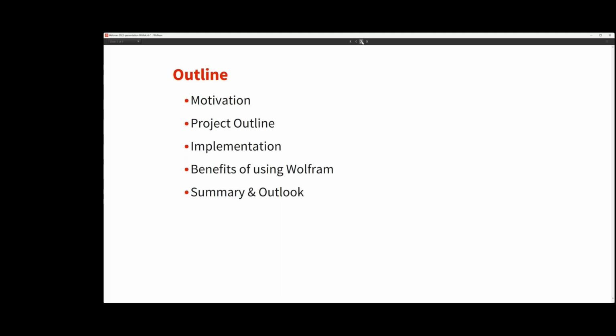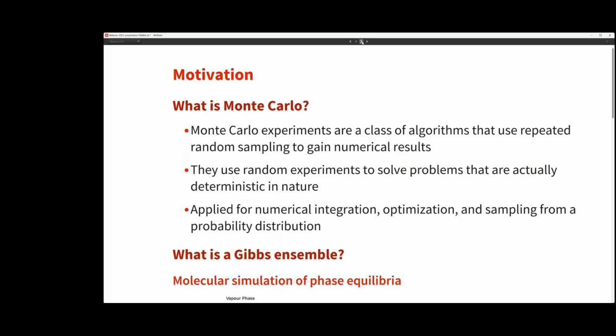So to start with the motivation for this project, I would like to shortly explain the basic idea of Monte Carlo for those who are not quite familiar with this approach. So-called Monte Carlo experiments are a class of algorithms that use repeated random sampling to gain some numerical results. So they rely on random experiments to solve problems that are actually deterministic in nature. And these methods are applied for things like numerical integration, optimization, or sampling from a probability distribution.